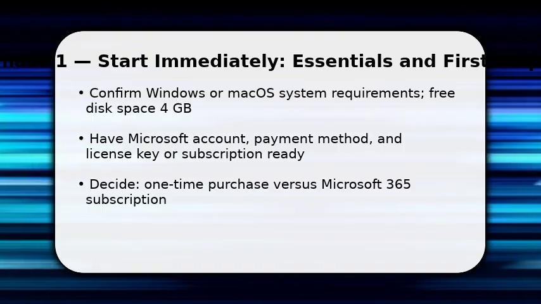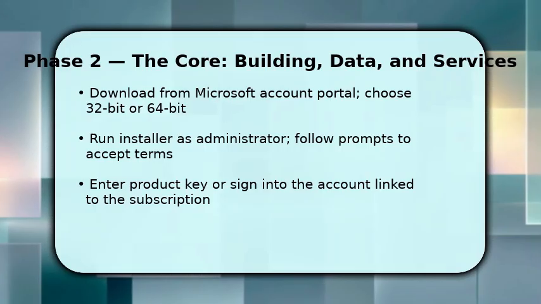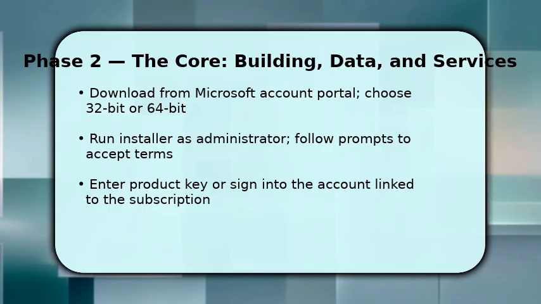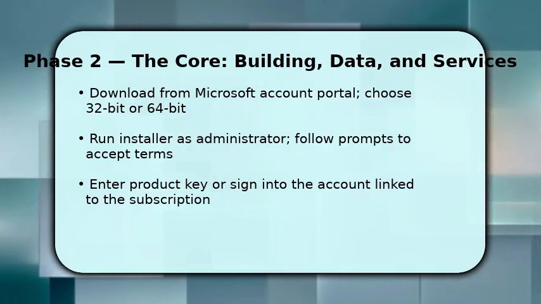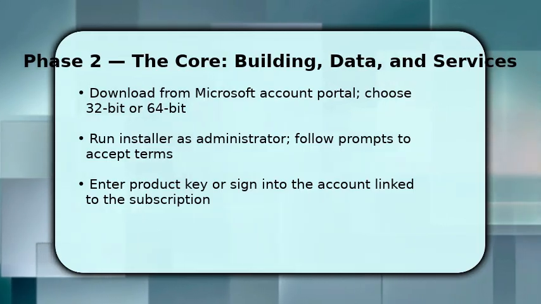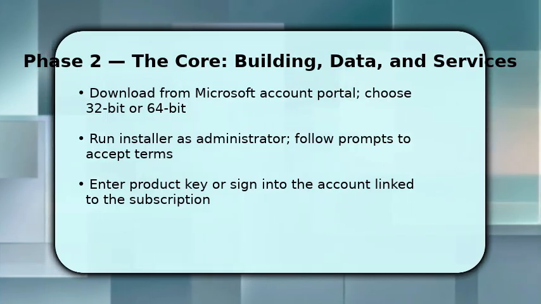You download directly from your Microsoft account portal. Pick 32-bit or 64-bit based on performance needs. Once the installer finishes downloading, run it as administrator to avoid permission errors. Follow prompts and accept license terms. Installation takes several minutes. After install, open Excel and activate.